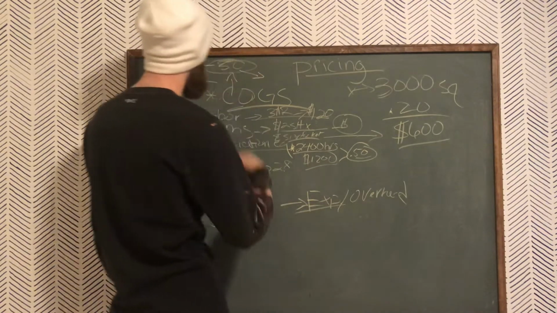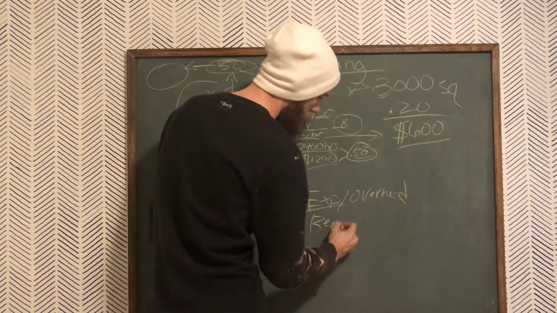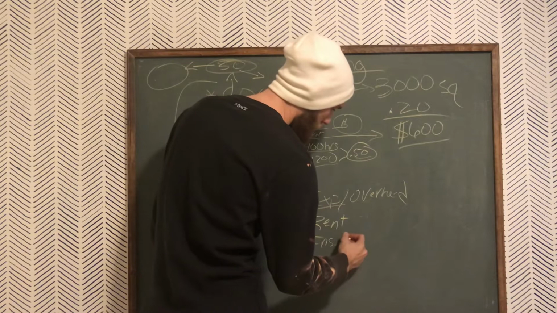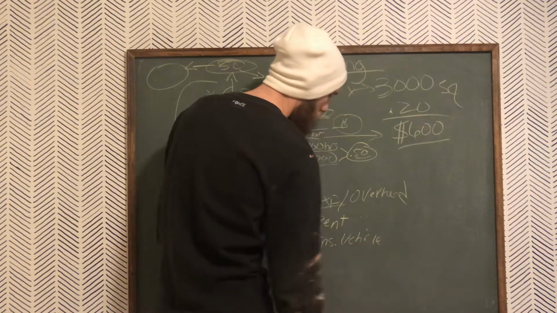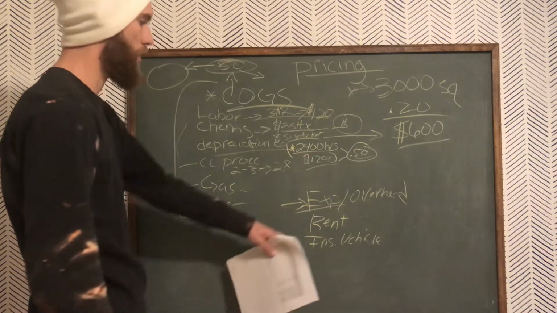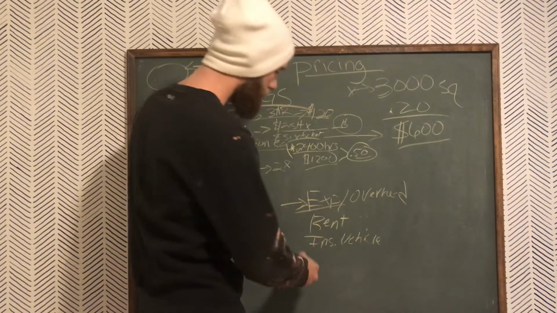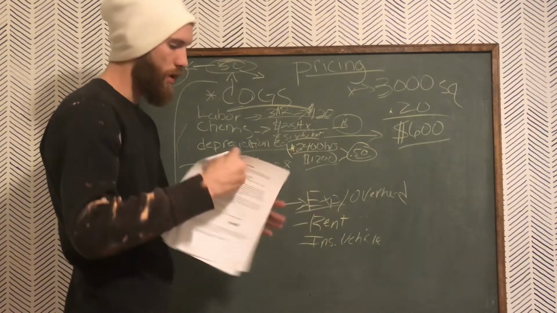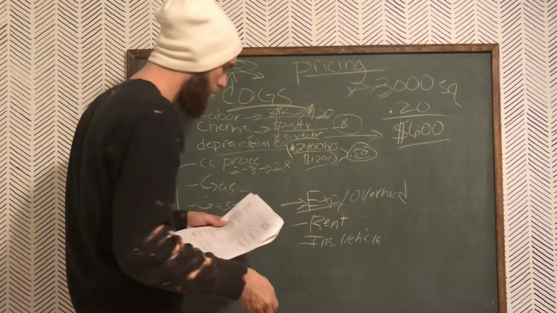So whether you do 50 jobs or 5 jobs, your rent is still going to be the same. Your insurance for your vehicles is still going to be the same. So you want to look at the items that are your overhead or your fixed expenses. These are some of the items. Some of the other items that I wanted to throw out there are just things you may not be thinking of.